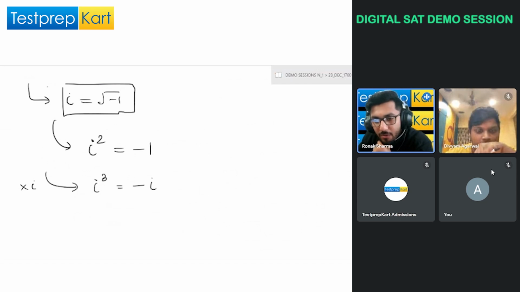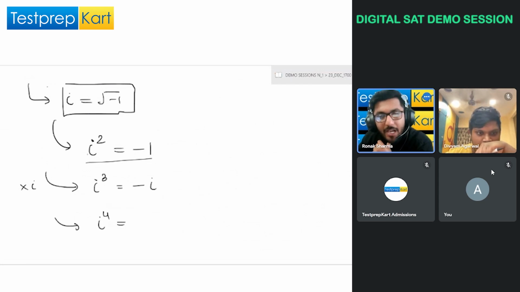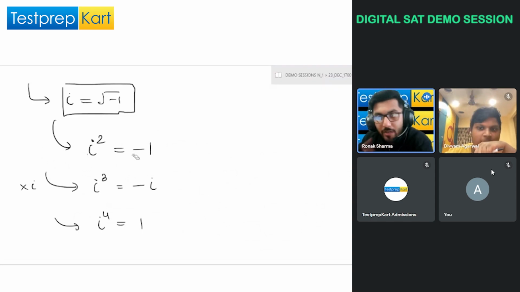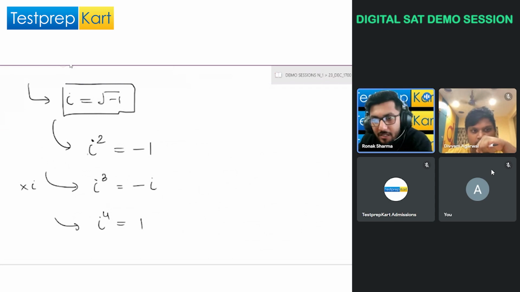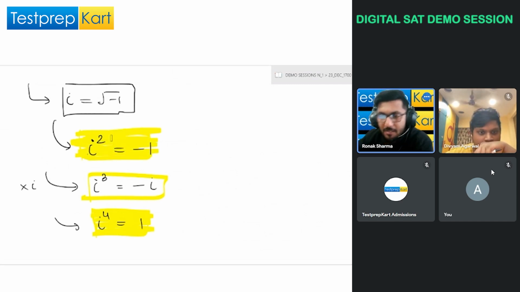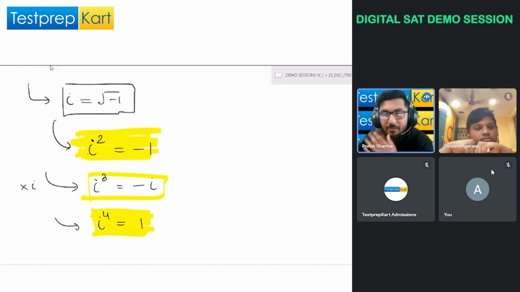Now using this only, if I take the square on both sides, what will I get? Iota power 4 on the left hand side and minus 1 square is 1. So that's how we get 4 powers of iota. Iota is iota only. Iota square is minus 1. Very important result. Iota cube is minus iota. Still fine. This is again very important. These two are very important. Why? I'll show you that. But remember this.